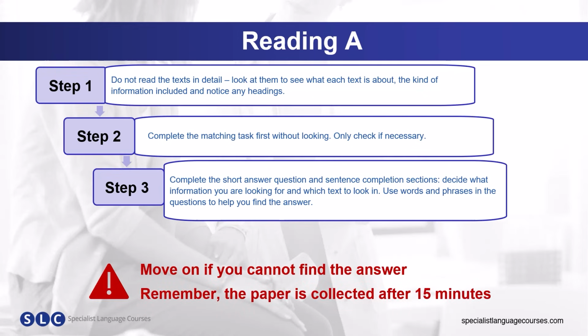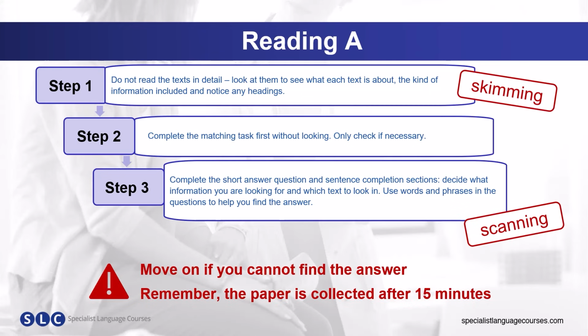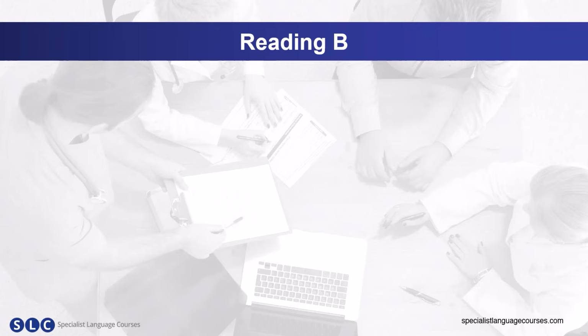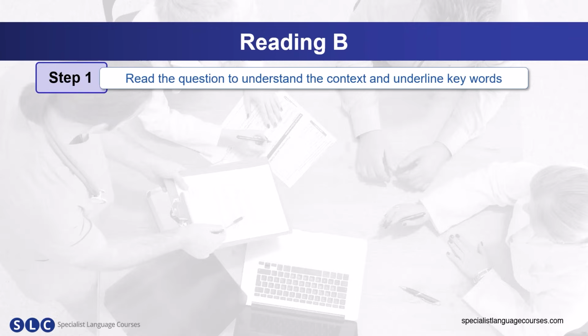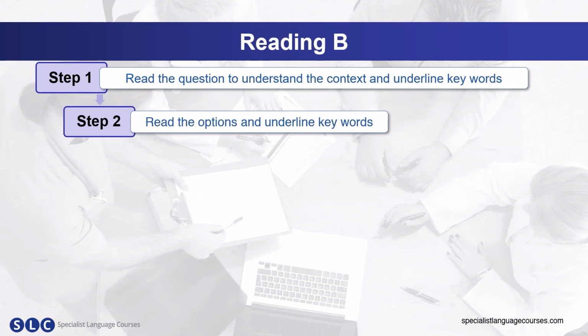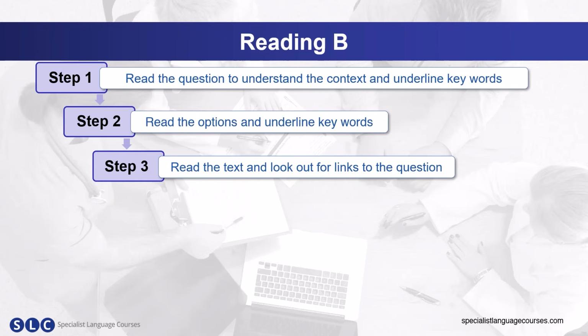For reading A, you need to utilize your skimming and scanning skills. For reading B, use these strategies. Step 1. Read the question, understand the context, and underline keywords. Step 2. Read the options and underline keywords. And then step 3, read the text and look out for links to the question.